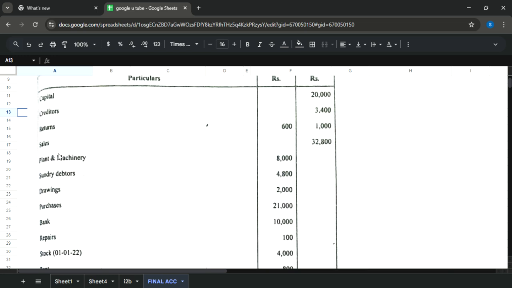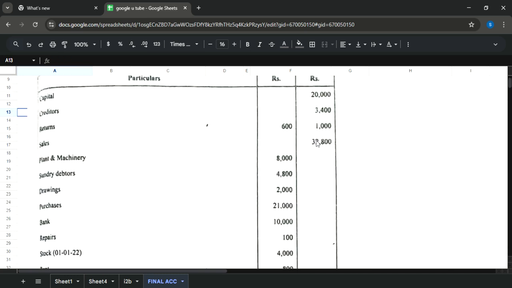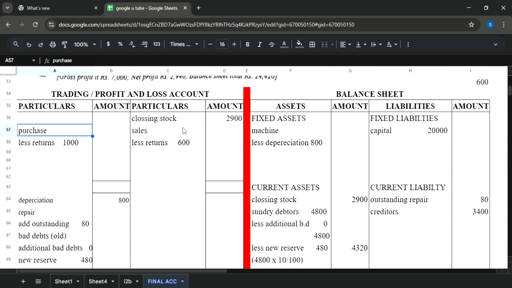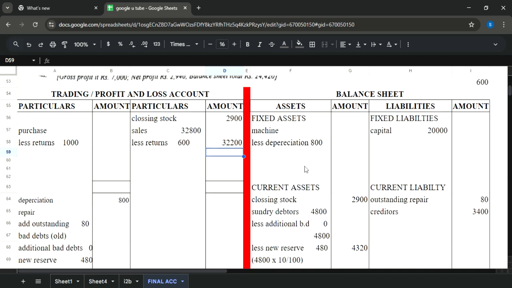Next we have sales. So we have already mentioned sale on the credit side of direct income. The amount of sale is 32,800. Here you will write the amount of sales. Now we can calculate net sales because returns are subtracted from sales. Amount of sales 32,800. Then you will subtract the amount of returns, 600. Net sales are ready.